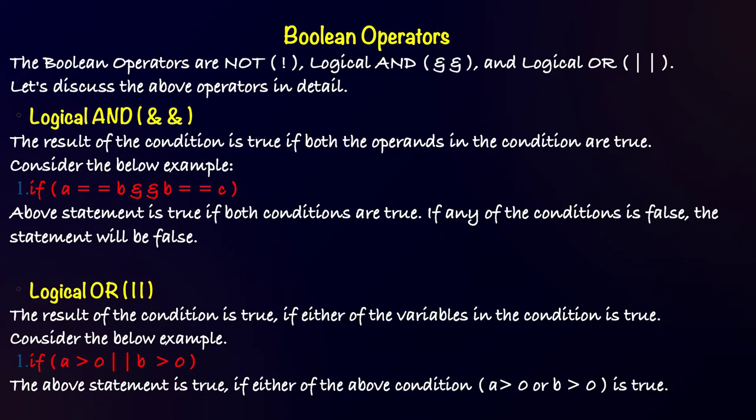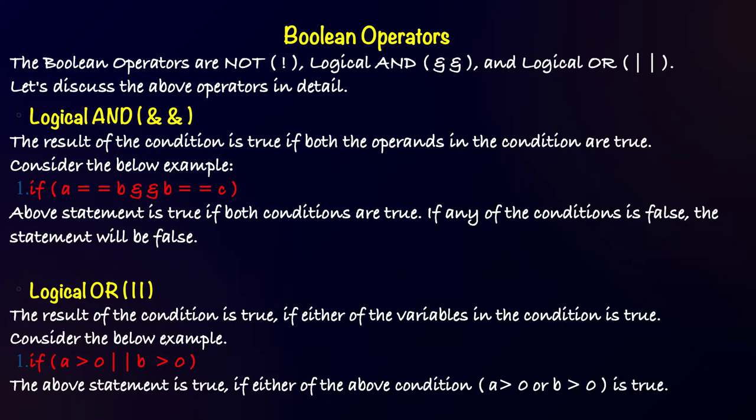There are the AND gate, NOT gate, OR gate. All these gates are there. Then you can combine those gates and form NAND gates, NOR gates, like this. So those operations can be performed. For example, the AND operation can be performed by using this sign. The ampersand sign twice denotes the AND operator. So the result of the condition is true if both the operands in the condition are true.